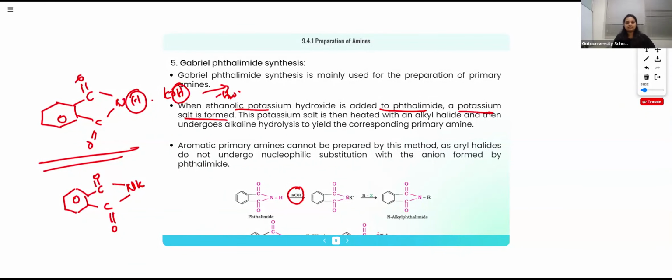Got it? Yes. This is the potassium salt of phthalimide, N-K+.